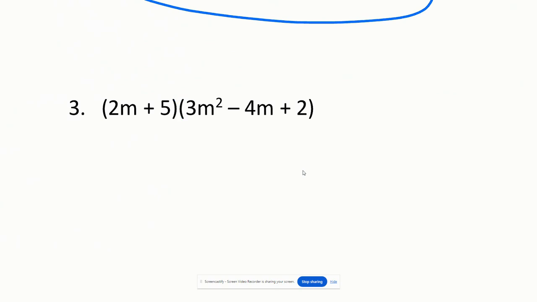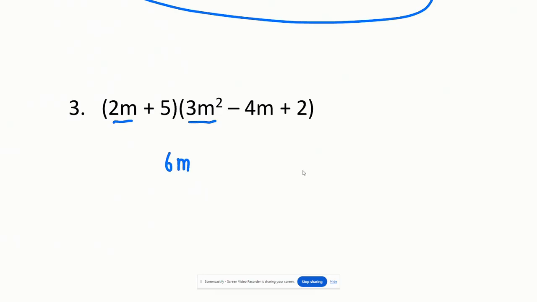Multiplying. When we think about multiplying polynomials, we think of what word? It starts with a D. Distributive. We've got to distribute. So here we go. Let's distribute. What am I starting with first? 2m. Ready? What's 2m times 3m squared?